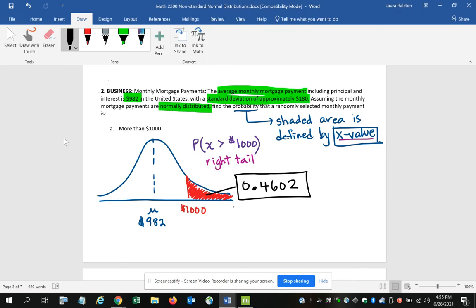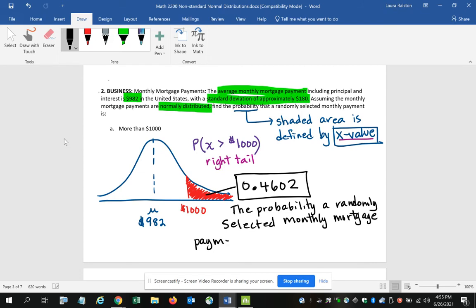The probability a randomly selected monthly mortgage payment is more than $1,000 is 0.4602, or if I wrote it as a percentage, it would be about 46%.